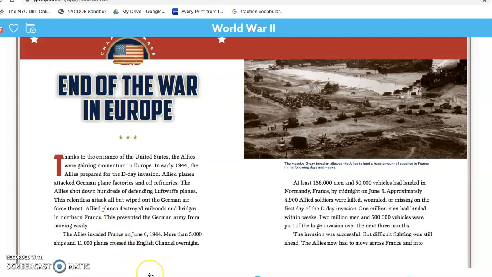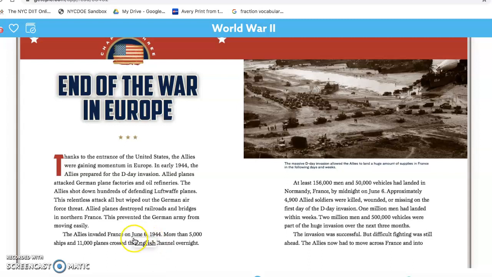Thanks to the entrance of the United States, the Allies were gaining momentum in Europe. In early 1944, the Allies prepared for the D-Day invasion. Allied planes attacked German plane factories and oil refineries. The Allies shot down hundreds of defending Luftwaffe planes. This relentless attack all but wiped out the German Air Force threat. Allied planes destroyed railroads and bridges in northern France. This prevented the German army from moving easily.